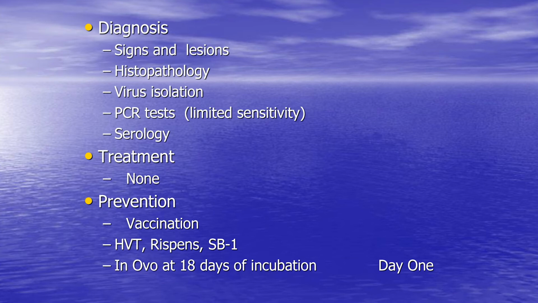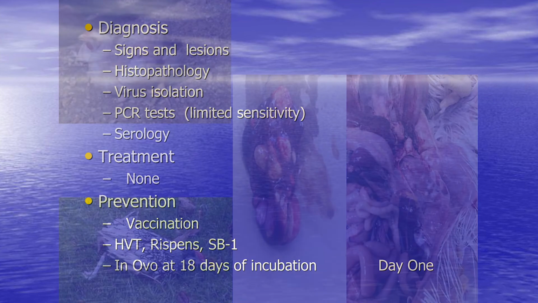Prevention, vaccination. Now we use HVT, which is a strain, Rispens, SB1. Since this is a worldwide disease that is everywhere and is picked up very, very early, we vaccinate in the egg at 18 days of incubation, in ovo vaccination, or day one. I've worked with poultry long enough that I can remember we did not have in ovo vaccination. So all the birds were vaccinated under the skin, subcutaneously, in the back of the neck at day one. It's important that it be given early. Nowadays, we can put it in the egg at 18 days of incubation.